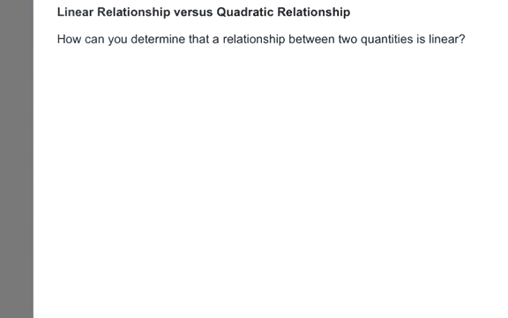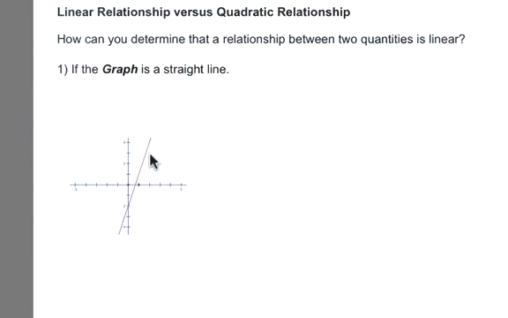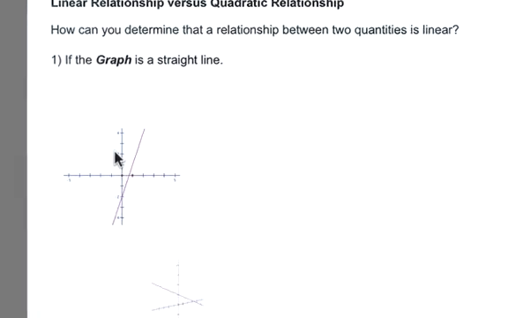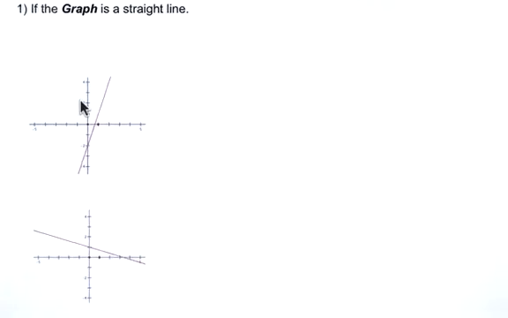How can you determine that a relationship between two quantities is linear? 1. You can do that if the graph is a straight line. So if you look at a graph and you see a straight line like this, you know that the relationship between the x and the y is linear. Here's another example.